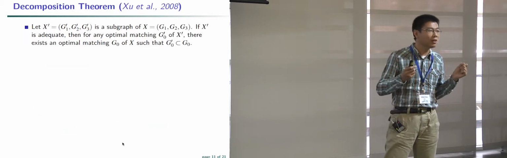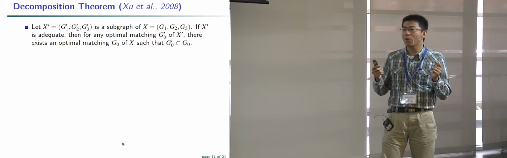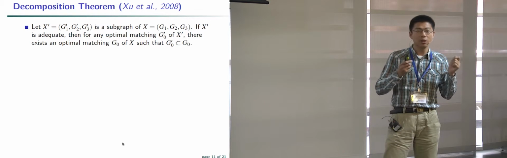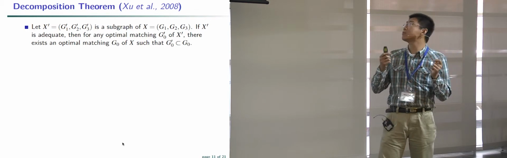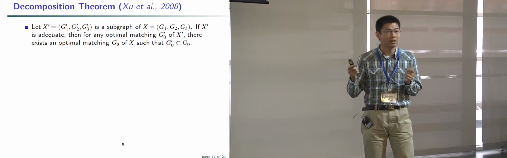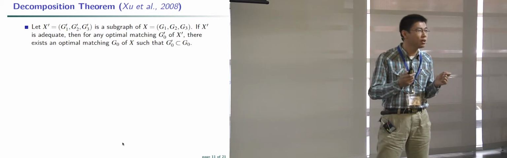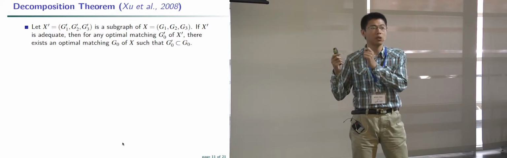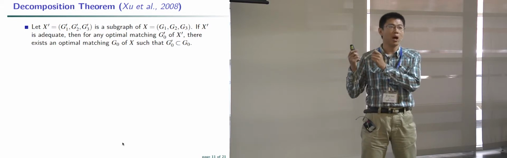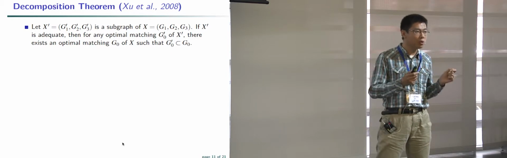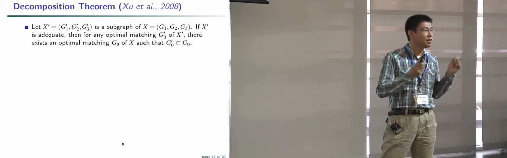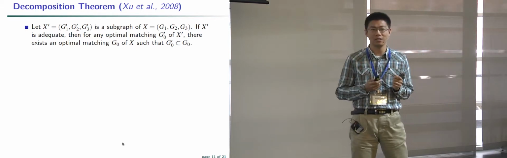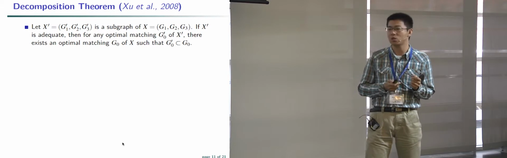Why do we need adequate subgraphs? We have a very helpful decomposition theorem. Let X prime be a subgraph of X, and if X prime is adequate, then for any optimal solution of X prime, denoted by G0 prime, we can find an optimal solution G0 of X such that G0 prime is a subset of G0.